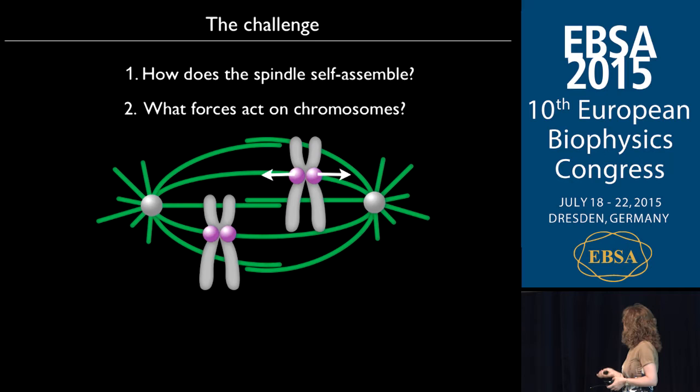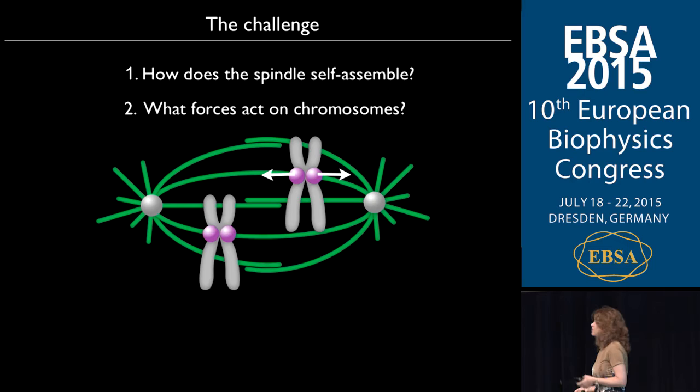And the second important question is, what forces act on chromosomes? Because the final task of the spindle is to produce the forces to separate the chromosomes, and it's still not clear what forces act on the kinetochores to pull the chromatids apart and how these forces are regulated. And today I will tell you two stories, one about each of these problems.